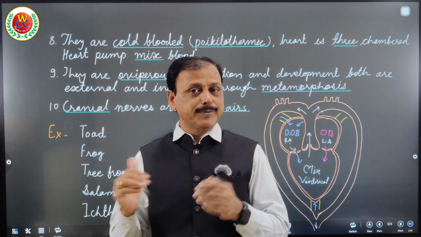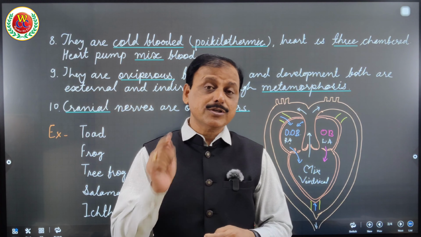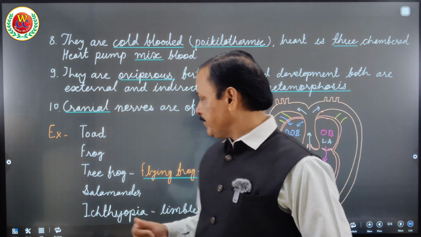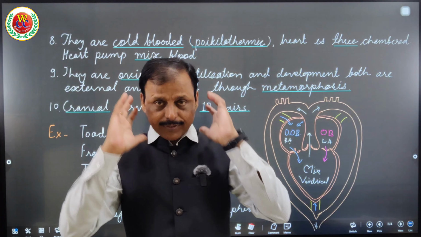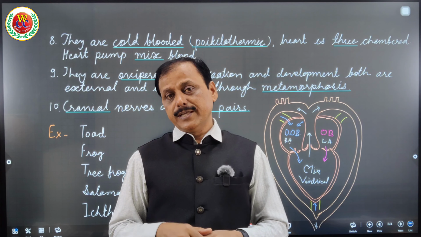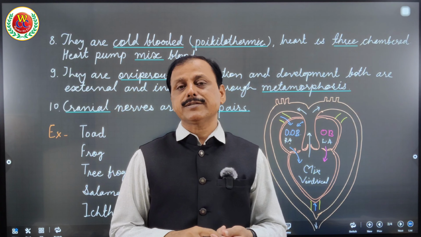That is also, please remember, although it is not mentioned here: they drink water through skin, not through mouth. That is, you please remember. Cranial nerves: they have 10 pairs of cranial nerves, as we have 12 pairs of cranial nerves. Reptiles, birds and mammals, they have 10 pairs of cranial nerves.